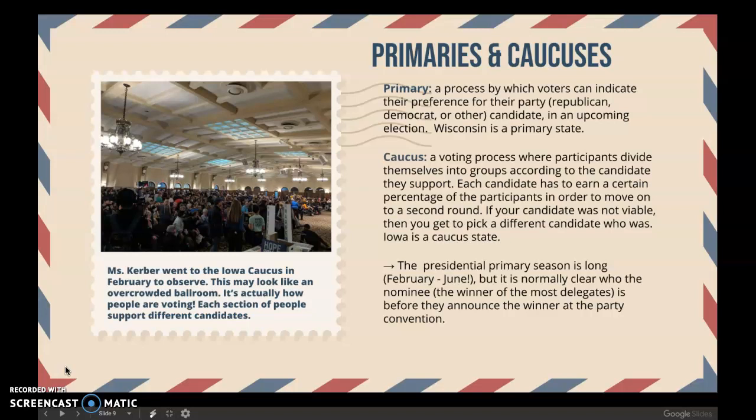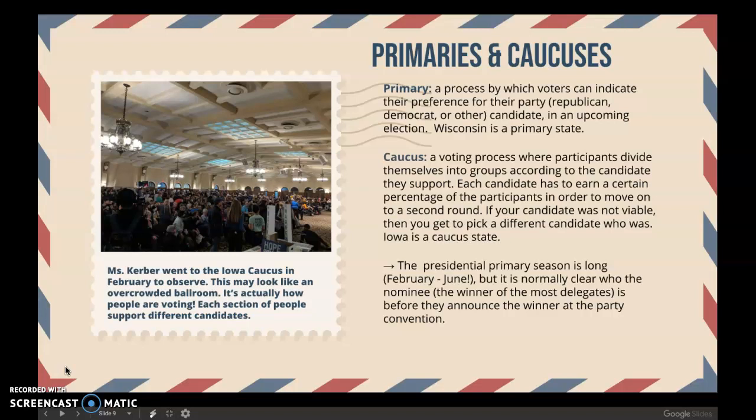This year, the primaries and caucuses for the Democrats started in January, and there were many people running for the Democrats in order to pursue the presidency. So there were lots of different candidates that wanted to be the Democratic representative. It goes through each state, and in some states they have primaries. A primary is a process in which voters select the person that they think would make the best candidate, and a caucus is a little bit different, as it says here.